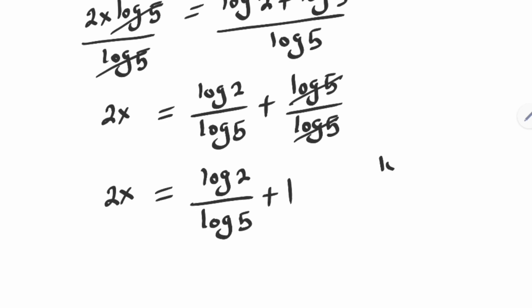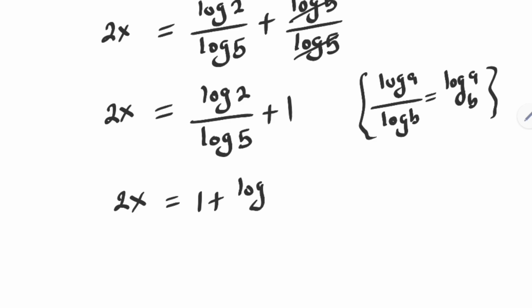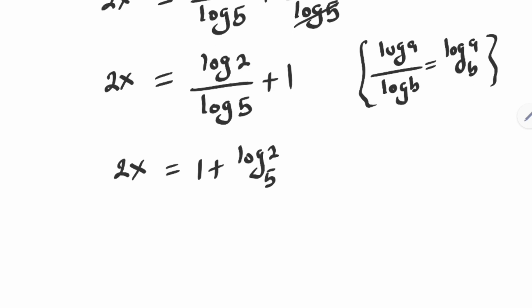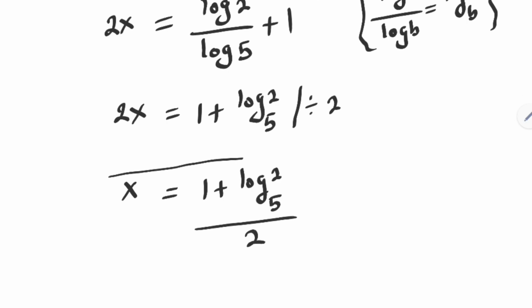Now, if you have log a over log b, which is equal to log a base b, then we have 2x is equal to 1 plus log 2 base 5. But we are looking for the value of x. Let us divide the whole of this equation by 2. Then we have x will be equal to 1 plus log 2 base 5 over 2. And this is the final answer.